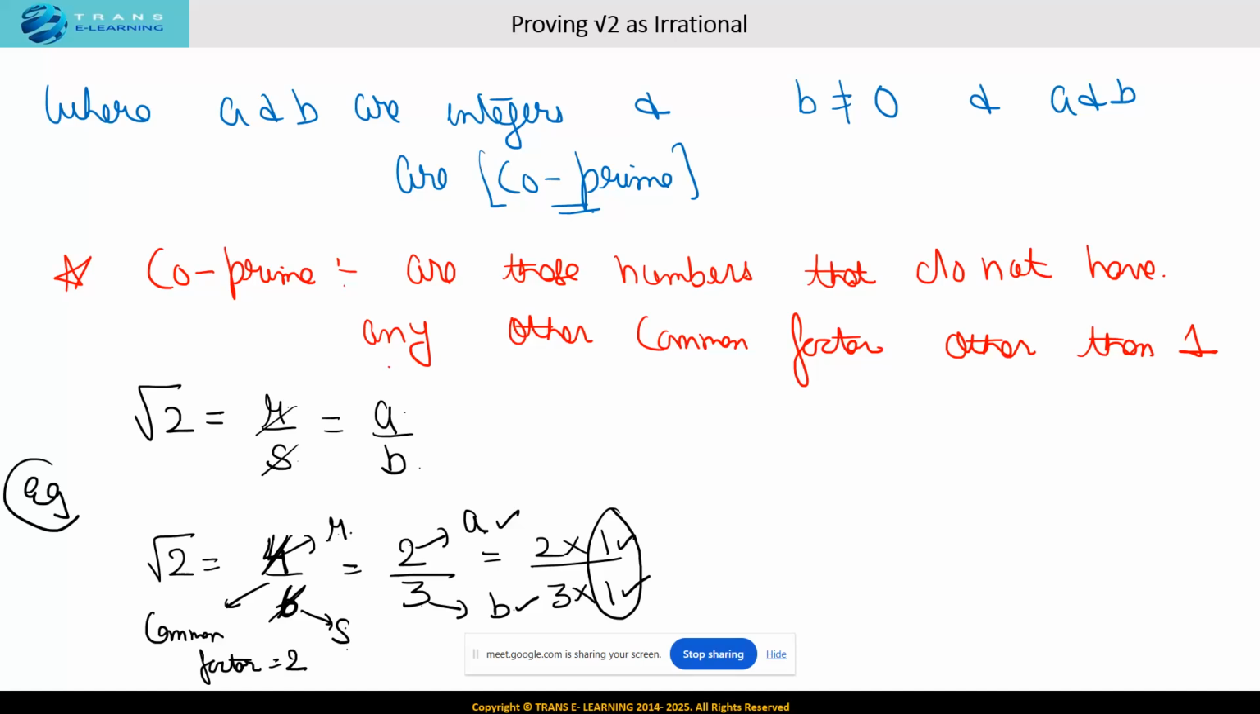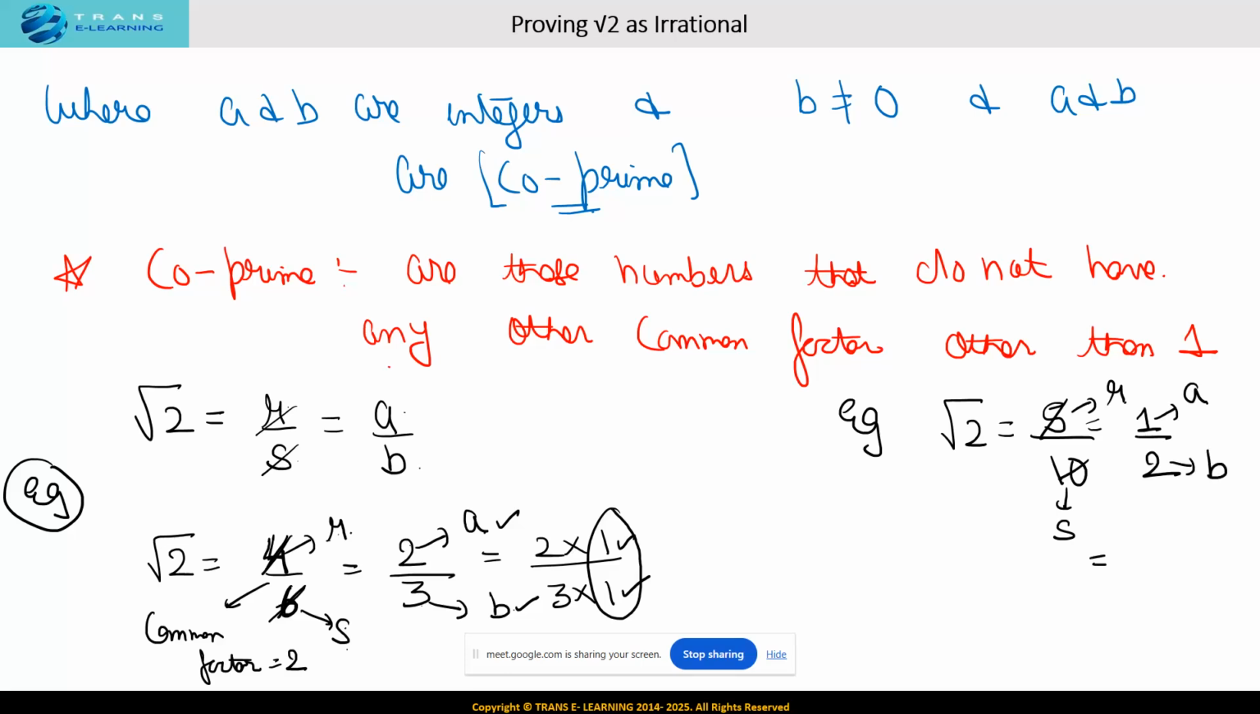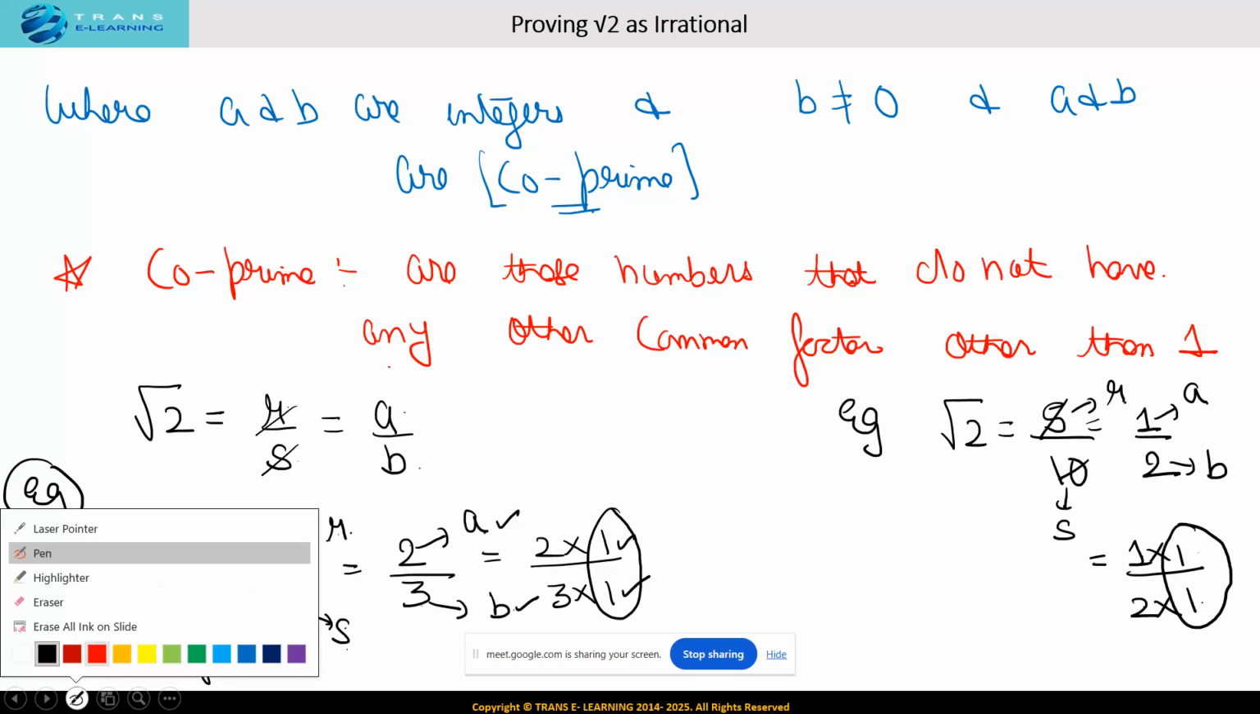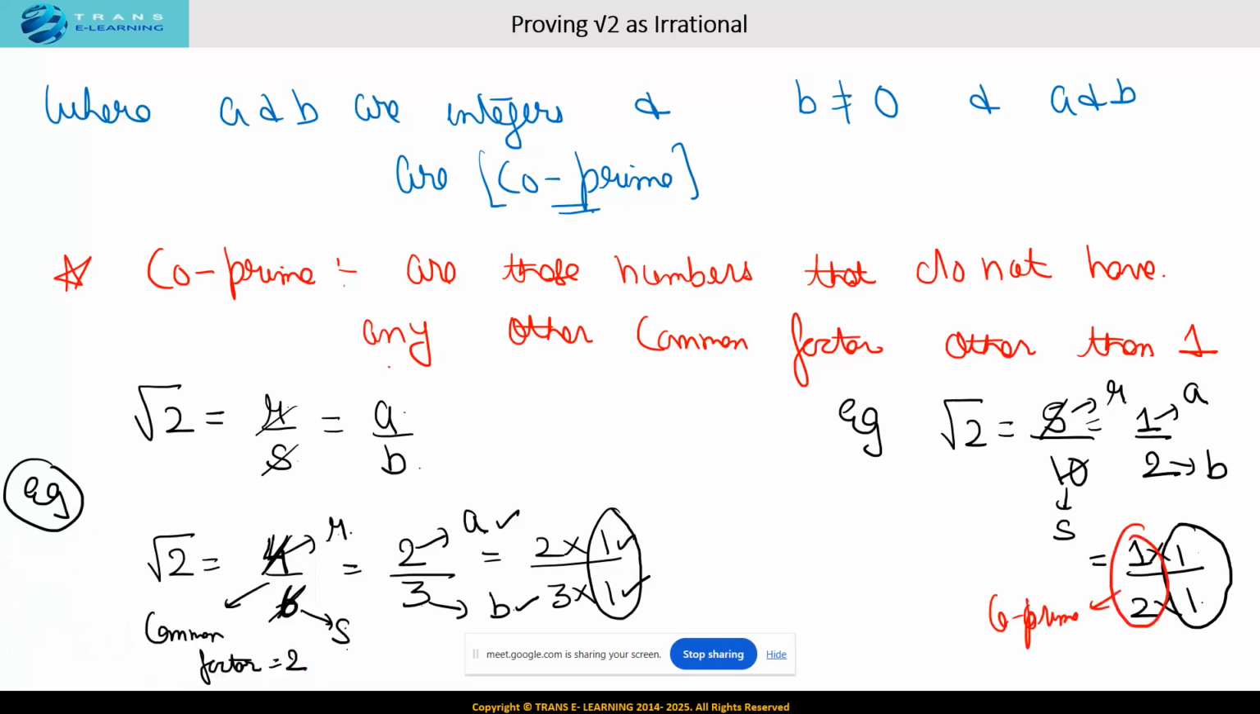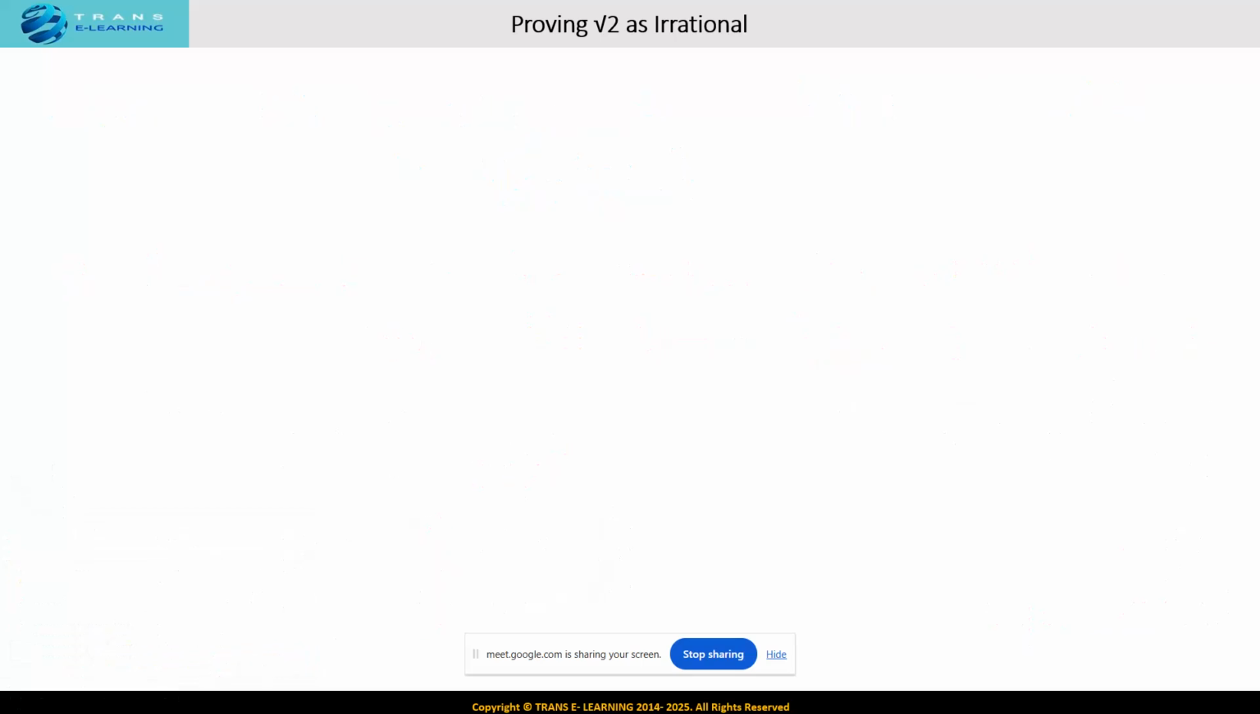Let me give you another hypothetical example. Let me take root 2 equal to say 5 upon 10. 5 is r and 10 is s. Here the common factor is 5. If I cancel the common factor 5 from 5 and 10, this one will be your a and this 2 will be your b. If I check the factors of 1, it is 1 into 1. If I check the factors of 2, it is 2 into 1. So they have no common factor other than 1. So 1 and 2 in this case are co-prime, and in the earlier case, 2 and 3 are co-prime. Now I am going to proceed further with a and b.